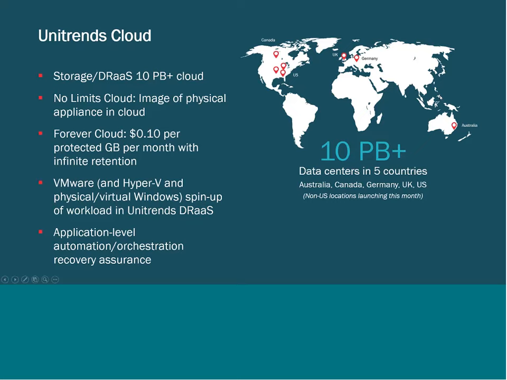A little bit more just on Unitrends Cloud. Unitrends Cloud is our public cloud solution. Forever Cloud is designed for that long-term retention. We have data centers actually located now in 5 different countries. So if you're an international company and you need to have your data that's in Germany stay in Germany, we can do that. So we have data centers now in the US, the UK, Canada, Germany, and Australia. Unitrends Cloud, very feature-rich, very capable cloud for both storage, DR, as well as recovery assurance.